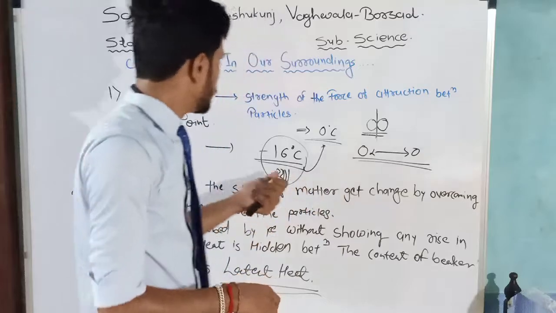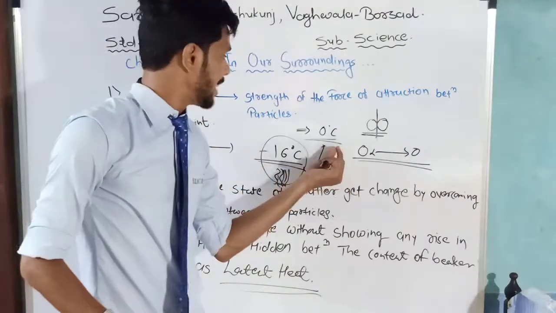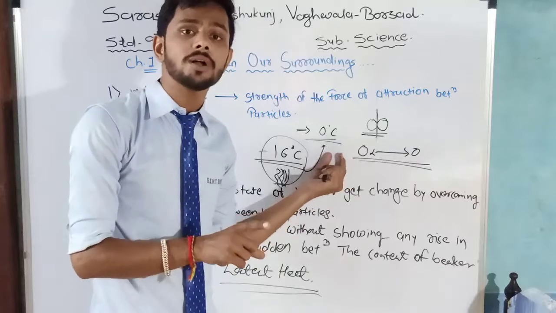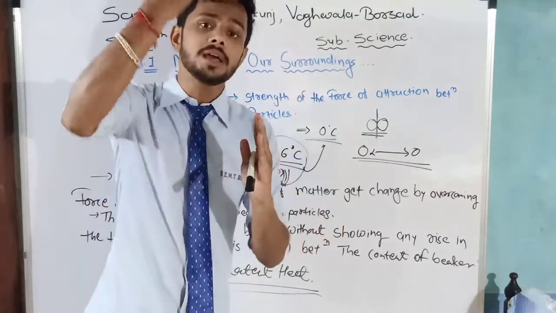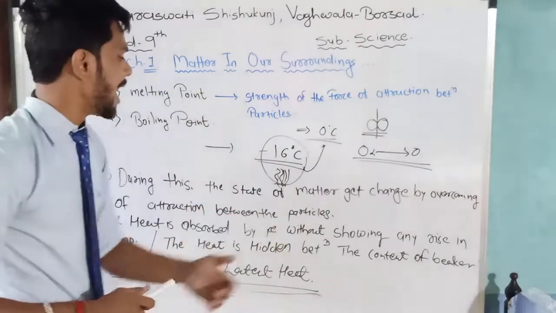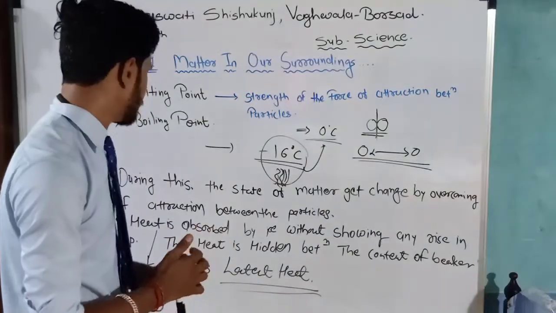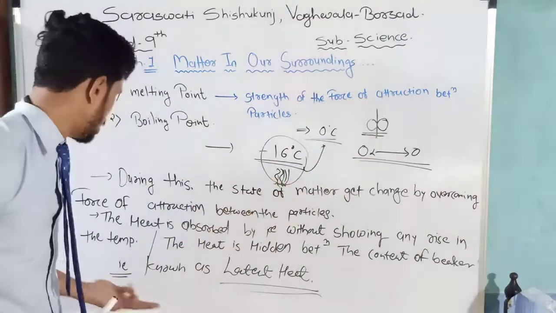Okay. Now if you raise the temperature, the temperature remains constant at only 0 degrees Celsius till all the ice is converted into the liquid state. After the liquid state, the temperature is going to rise. So we can say that the heat is absorbed by the ice without showing any rise in the temperature, or we can say that the heat is hidden between the content of the beaker.